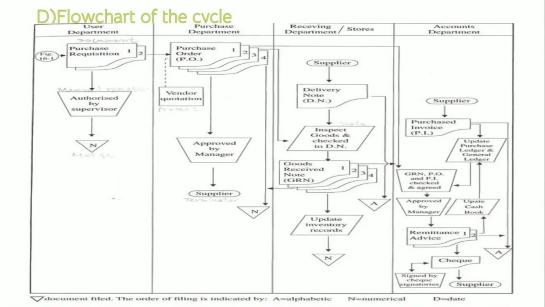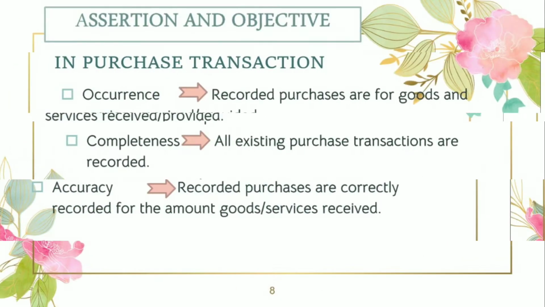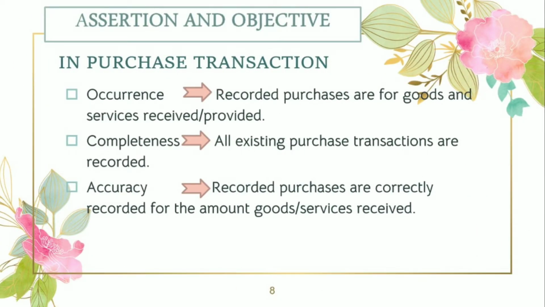Okay, this is the flow chart of this cycle. It starts from the user department to the purchase department, receiving and store, and after that the accounts department. Okay, for the assertions and objectives in the purchase transaction: occurrence means recorded purchases are for goods and services received or provided. Completeness means all existing purchase transactions are recorded. For accuracy, recorded purchases are correctly recorded for the amount of goods or services received.